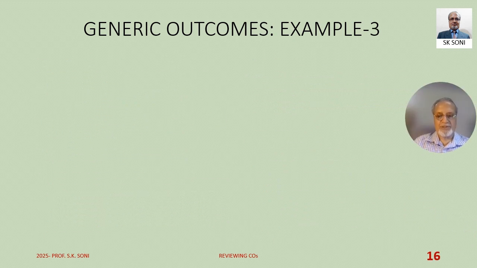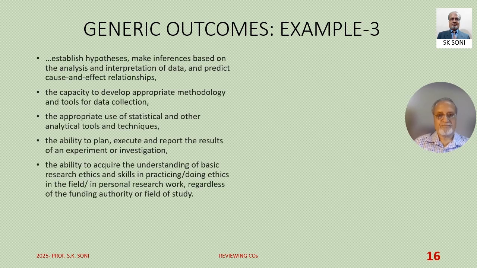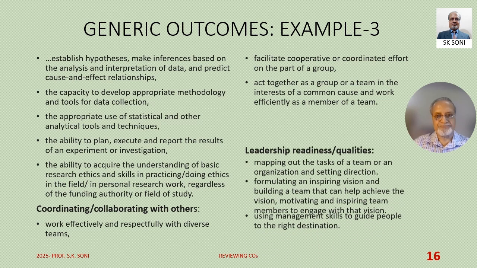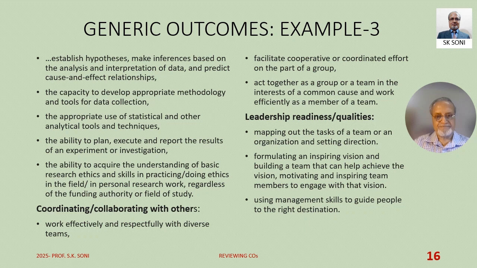Generic outcomes. Example 3. Coordinating and collaborating with others. Work effectively and respectfully with diverse teams. Facilitate cooperative and coordinated effort on the part of a group. Leadership and readiness qualities. Mapping out the task of a team or an organization and setting direction.